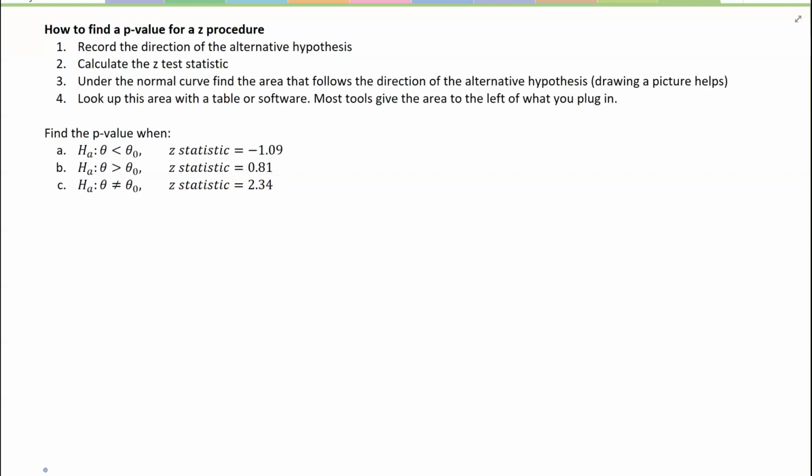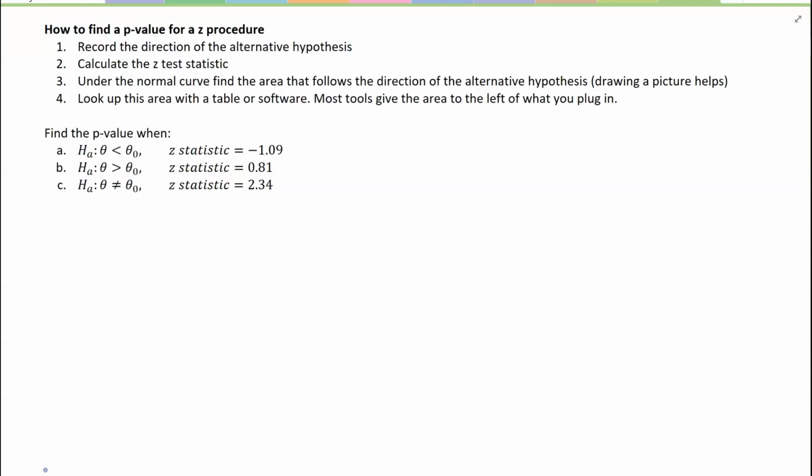So let's look at a couple examples. First, we want to find the p-value when theta is less than theta naught. That's our alternative. So wait a minute, what's theta? Well, theta is just a general parameter here. I could have used p less than p naught, mu less than mu naught, or the difference between two proportions. That part doesn't matter as much. Once we know the alternative and once we calculate our test statistic, the way we find the p-value is identical for any z procedure. So if you've got this down, it'll take care of a lot of issues you might be having.